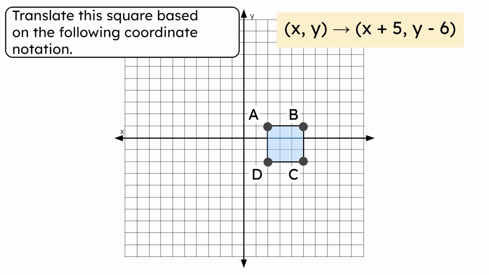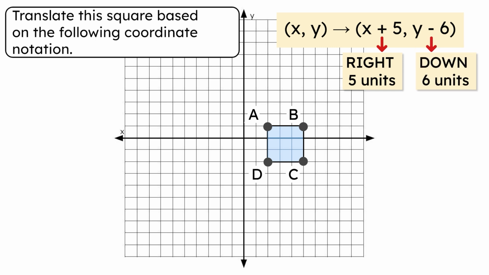The x-coordinate increasing by 5 indicates that the pre-image moves to the right 5 units, and the y-coordinate decreasing by 6 indicates that the pre-image moves down 6 units. Now we know how to translate the vertices. We can translate each of the 4 points one at a time, then label each of them prime and draw in the edges to make the square.